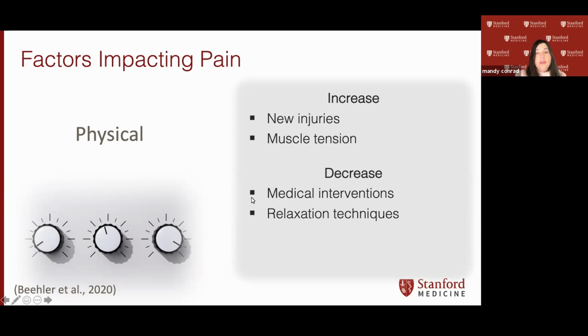So for some people, you can have acute pain and chronic pain at the same time. Again, that has to come from your physician. New injuries could make your pain feel worse. Muscle tension can make it feel worse. And of course, things that can make it feel better, if you're thinking about physical or biomedical, it could be medical interventions or even relaxation techniques.